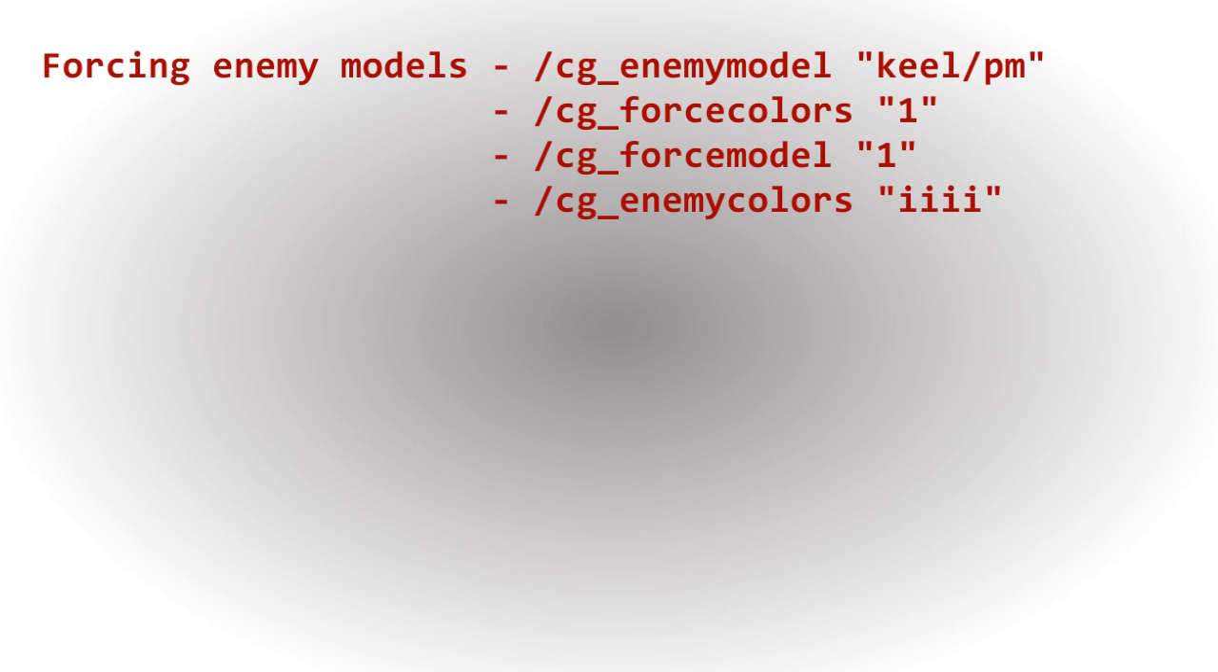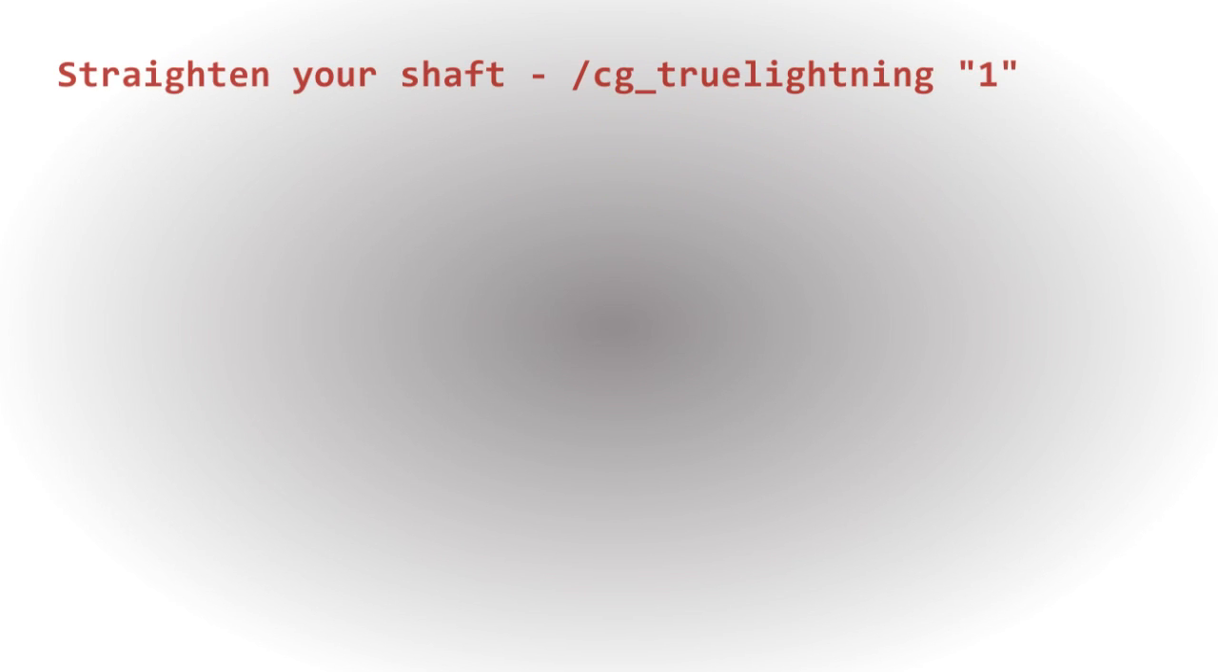Another thing that you definitely want on is True Lightning, cg_trueLightning 1, which basically makes the lightning gun go straight, because it's very disorientating if you're trying to play and the lightning gun is kind of swaying away from where you're pointing. That's a big problem in Quake World. I don't know if you can change it, but I don't like it in Quake World.